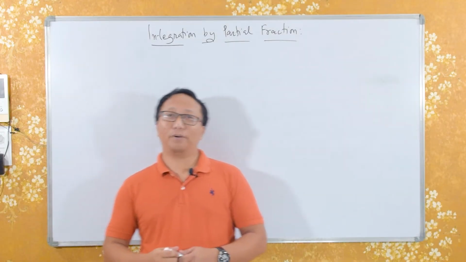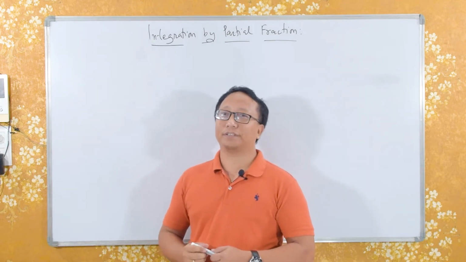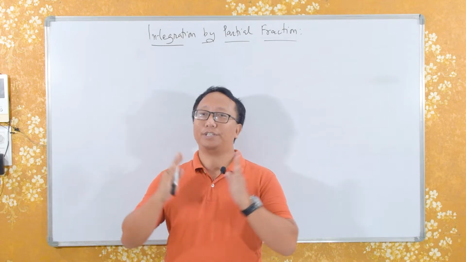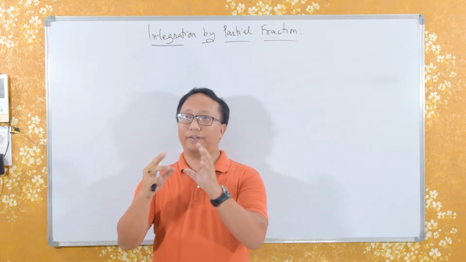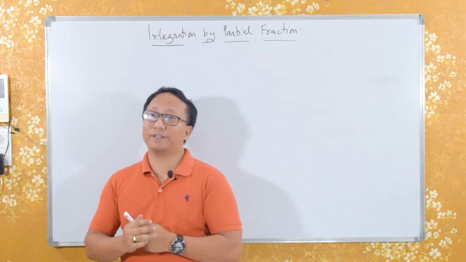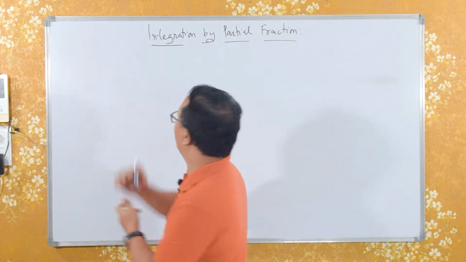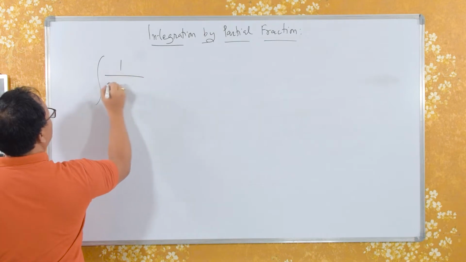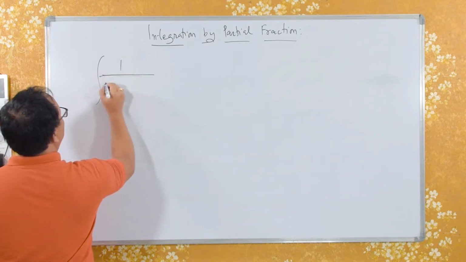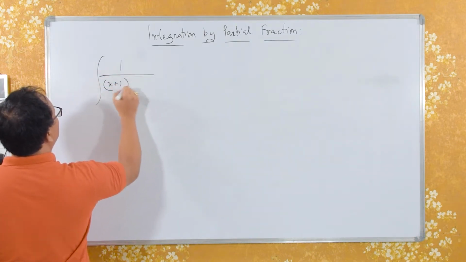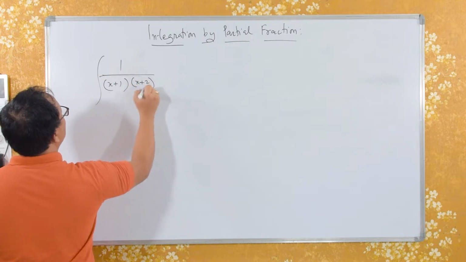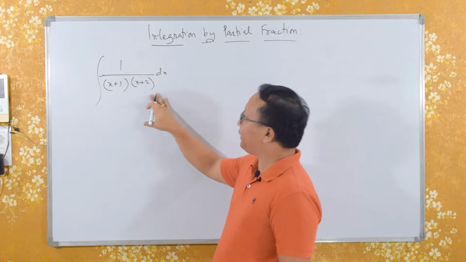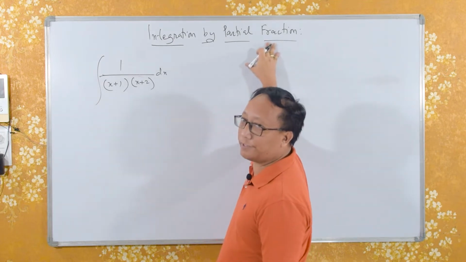Today we are going to speak about integration by partial fractions. So partial fractions is applicable only when you have the product of two functions in a certain way. For example, how to integrate 1 by (x plus 1) into (x plus 2) dx. In these types of integrations, we have to use partial fractions.